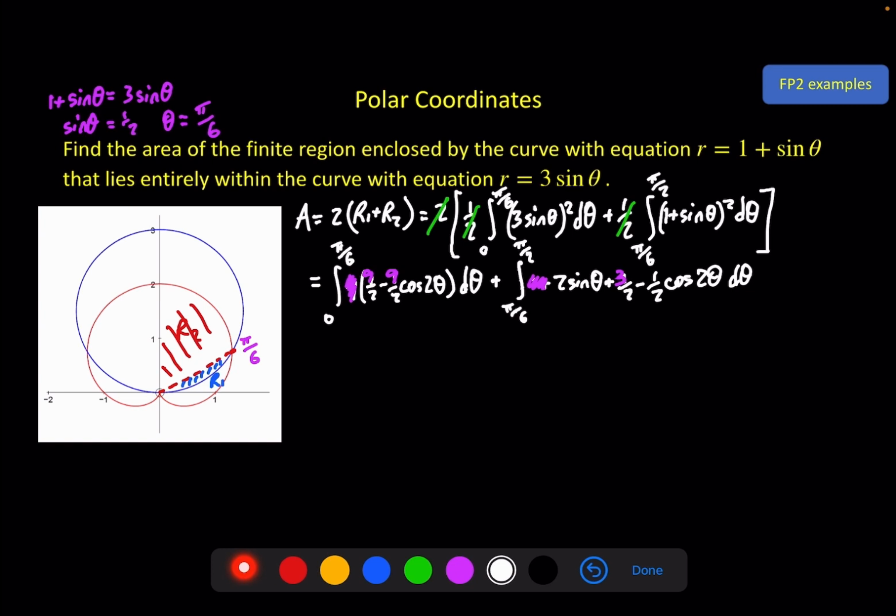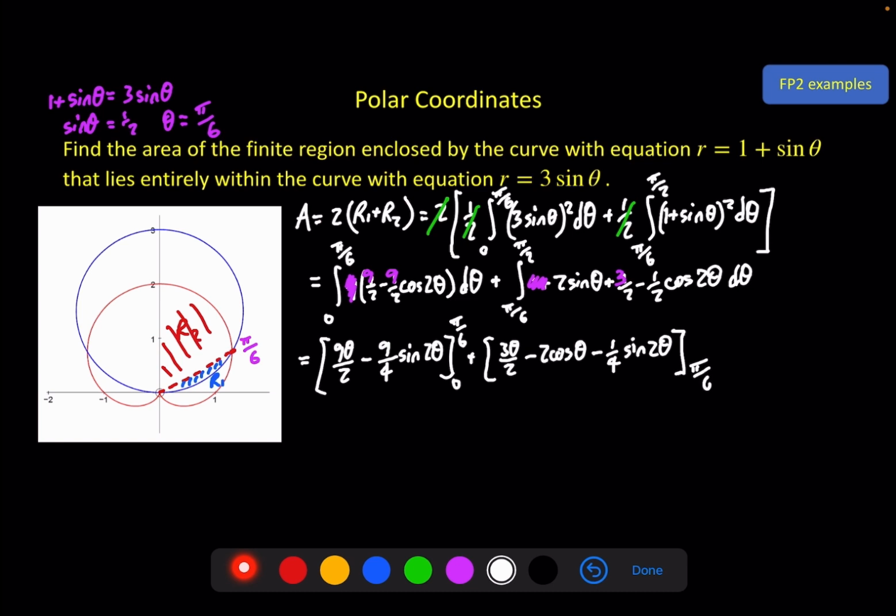Now we are ready to integrate. We'll get 9 theta over 2 minus 9 over 4 sine 2 theta from 0 to pi by 6, plus 3 theta over 2 minus 2 cos theta minus a quarter sine 2 theta from pi by 6 to pi by 2.